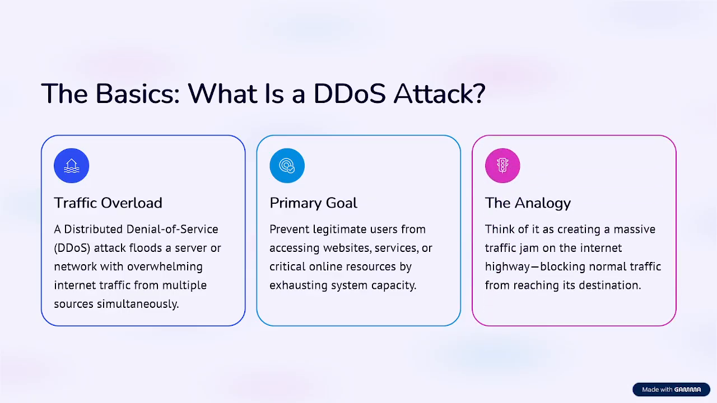To better visualize this, think of a massive traffic jam on a major highway. In this analogy, the highway is the internet and the destination is the website or service you are trying to reach. A DDoS attack creates an impenetrable blockade, an overwhelming surge of vehicles or data packets that completely chokes the highway, preventing normal, legitimate traffic from reaching its intended destination. It's a digital roadblock designed for chaos.